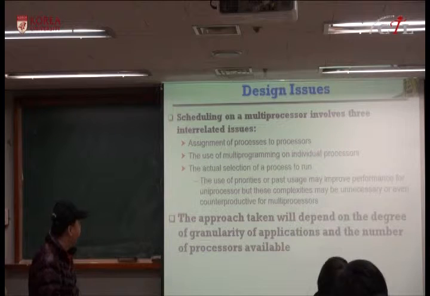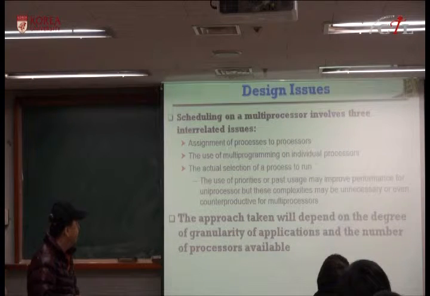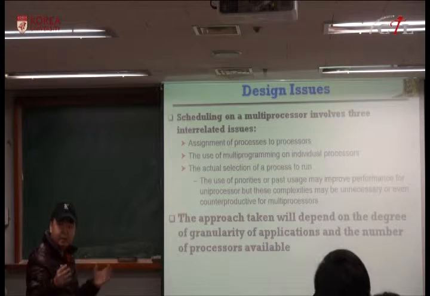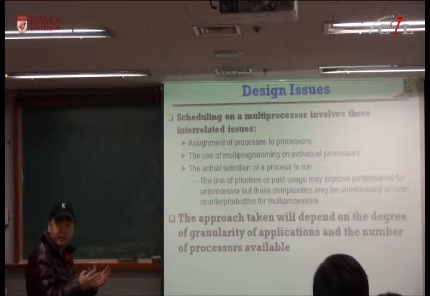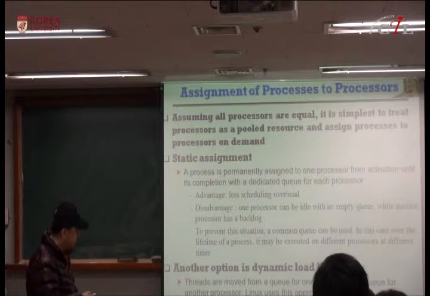We look at some examples. Okay? So the approach taken will depend on the degree of granularity of application, how much parallelism the application has, and the number of processors available. If we have many processors, the goal might not be processor utilization. The goal might be application performance. Then we may consider some different type of scheduling. So let's look at each issue.